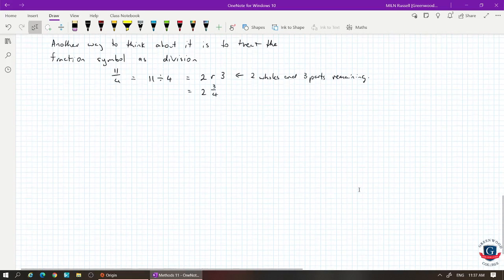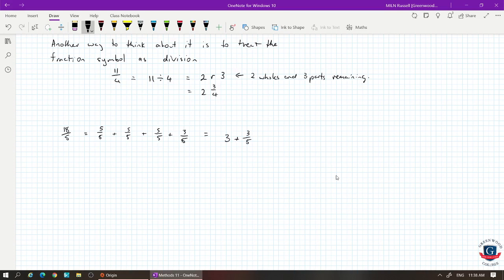And we could do some more of these. Let's have a look. If we had, I don't know, 18/5, that would equal to 5 parts out of 5, plus another 5 parts out of 5, plus another 5 parts out of 5. So that's 15, plus another 3 parts out of 5. Because 5 plus 5 plus 5 plus 3 is 18. And that would give us 3 wholes, 1, 2, 3, where we'd be colouring in all 5 parts in our shape, plus 3/5, which simply is equal to 3 3/5.